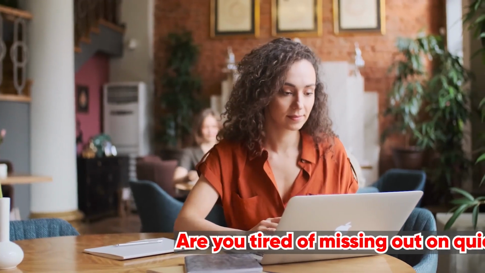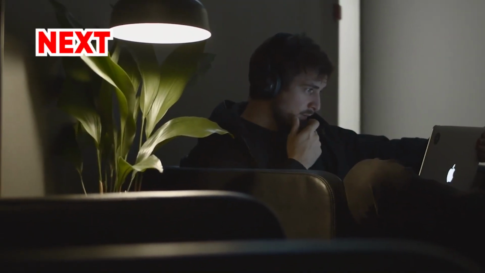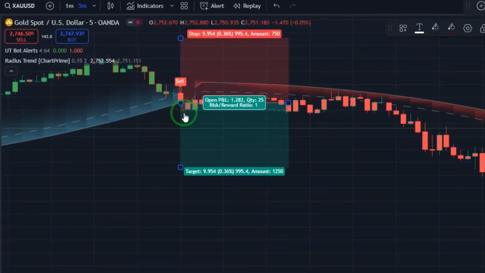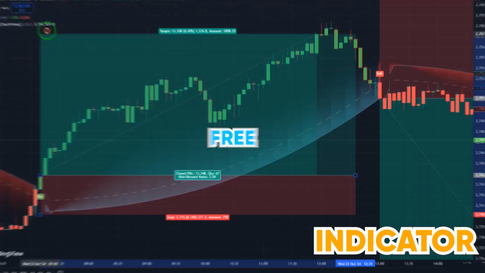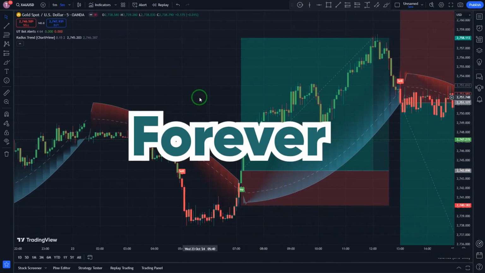Are you tired of missing out on quick profits in trading? What if I told you that in the next few minutes, I'm going to reveal a powerful scalping strategy using 2 free TradingView indicators that could change your trading game forever?